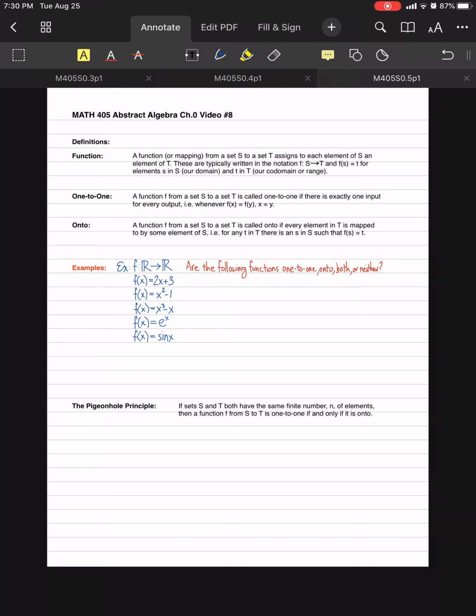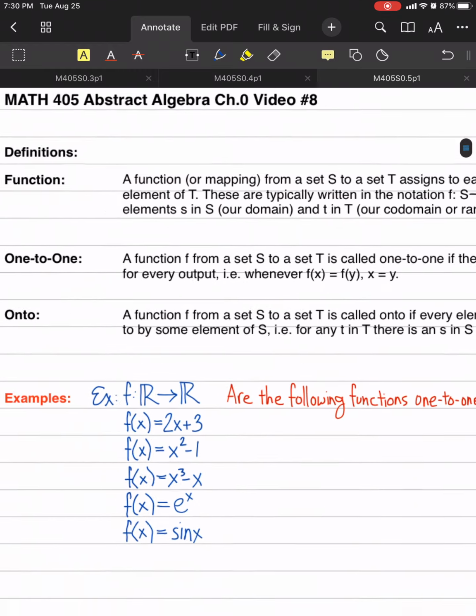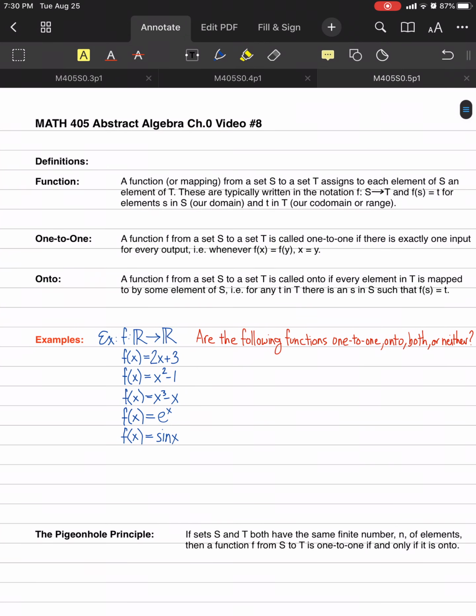So let's actually start off by taking a look at what we mean by a function. This is a definition I'm sure you've seen a lot, and we'll talk about that, and then what we mean about functions being one-to-one and onto. So first up, we've got three definitions here. Our first one is a definition for a function, and we call this a function or a mapping.